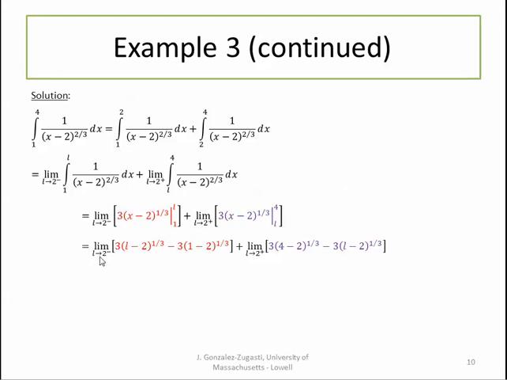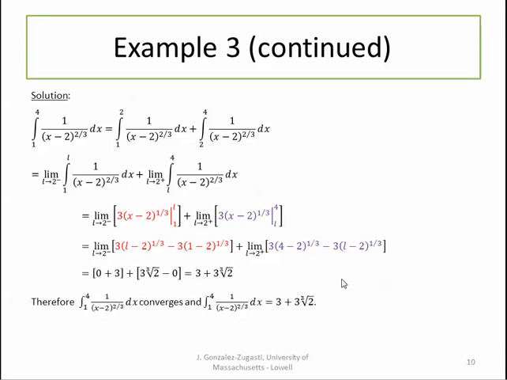For this first one, as L approaches 2 coming from the left, this term here goes to 0, and 0 raised to 1/3 is 0, so that's okay. And in this limit over here, as L approaches 2 from the right, again this term goes to 0, and 0 to the 1/3 is okay. So we get that this is what our limits are equal to. That means our integral converges, and converges to the value of 3 plus 3 times the cube root of 2.